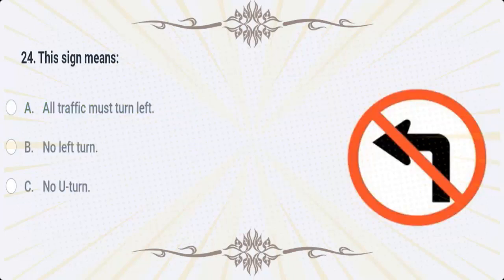This sign means A. All traffic must turn left. B. No left turn. C. No U-turn. B. No left turn. This sign means drivers cannot make a left turn. It is unsafe and unlawful to make a left turn at an intersection where this sign is posted.